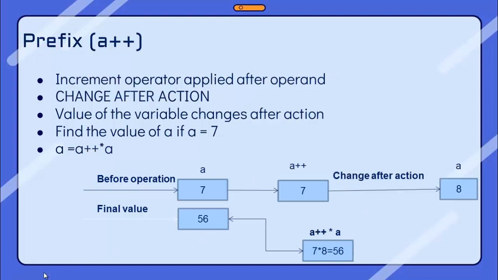Prefix: change before action. Postfix: change after action. After the action only the value will get changed. So here 7 is given, a++ is 7, but in the memory after that it becomes the incremented value. So if you are giving a++ * a, 7 is the first one, a++ * a is 8, 7 eights are 56. Same thing is applicable in a-- as 7, but in the memory it becomes 6, so 7 * 6 is 42.